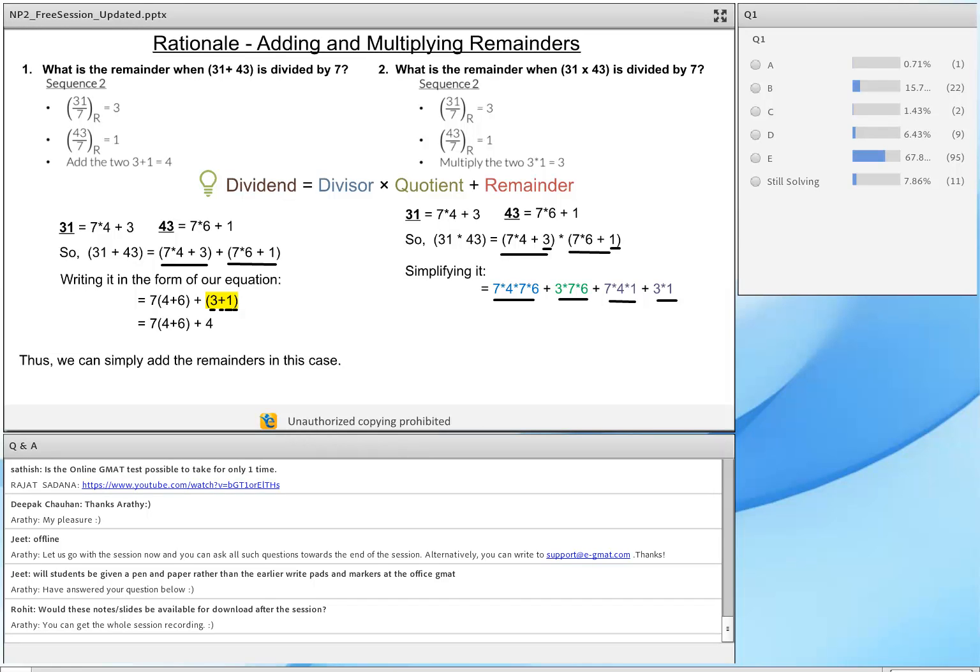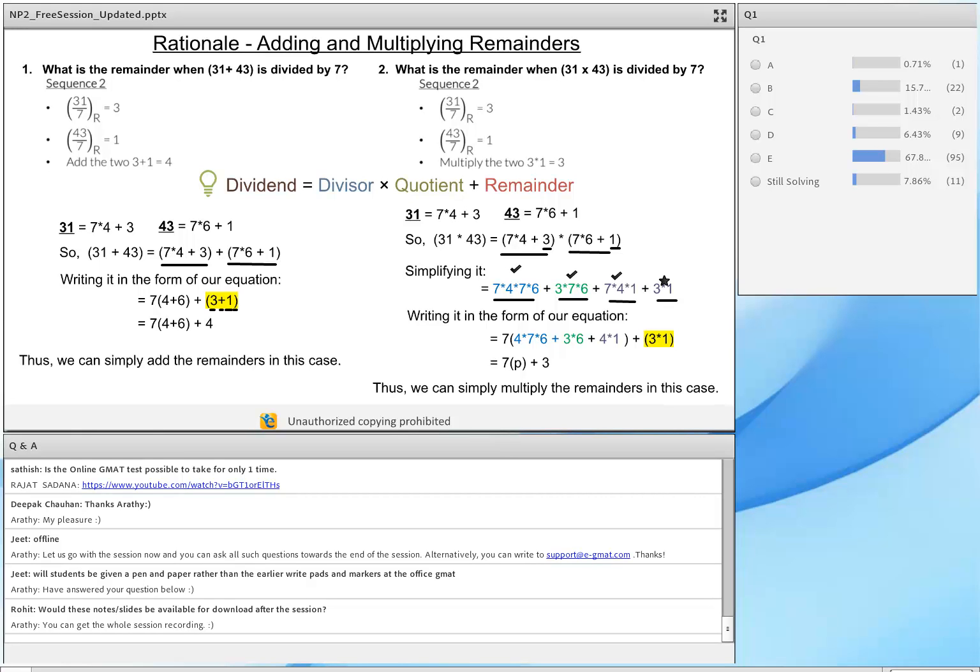This is just simply opening the bracket. And when you look at this, you can really say, hey, this number is divisible by 7, so the remainder is 0. This number is divisible by 7, remainder is 0. This number is divisible by 7, so the remainder is 0. So the net remainder that I get over here is the product of two remainders. And then this is your 7p plus r form, where r is the product of two remainders.